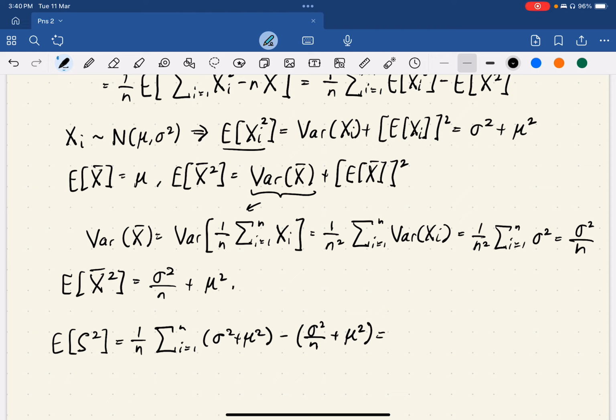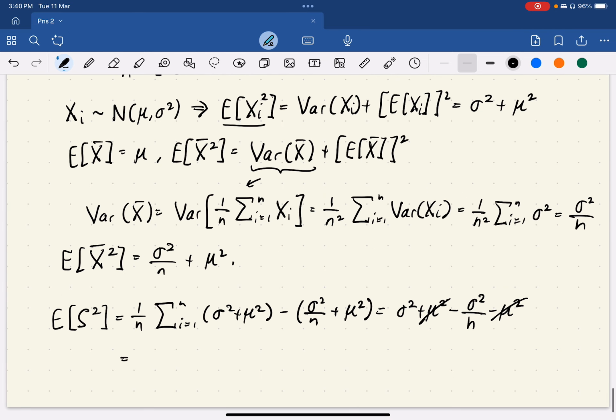Okay, and then you will have sigma squared plus mu squared minus sigma squared over n minus mu squared. These two cancel out, and so you will have sigma squared minus sigma squared over n, or n minus 1 over n sigma squared.